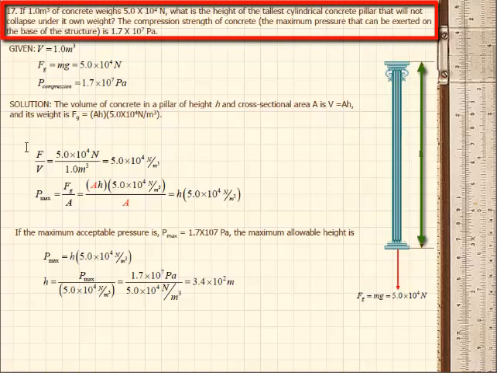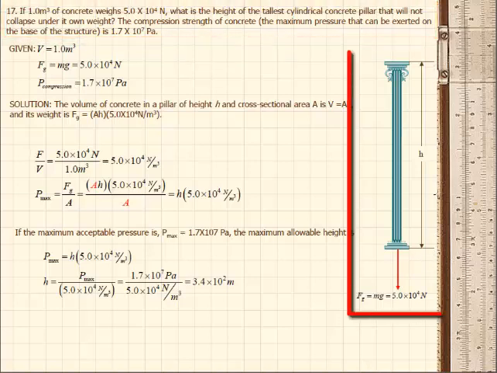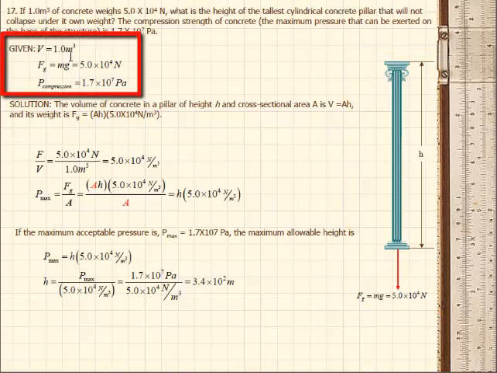The compression strength of concrete, the maximum pressure that can be exerted on the base of the structure, is 1.7 times 10 to the 7th Pascal. So if we take a look at the little diagram here, we've got a pillar of some height. That's what we want to determine what the maximum would be. And then we have a downward force of gravity equal to the weight of the pillar, 5 times 10 to the 4th Newton. So we're given the volume of 1 cubic meter for the concrete.